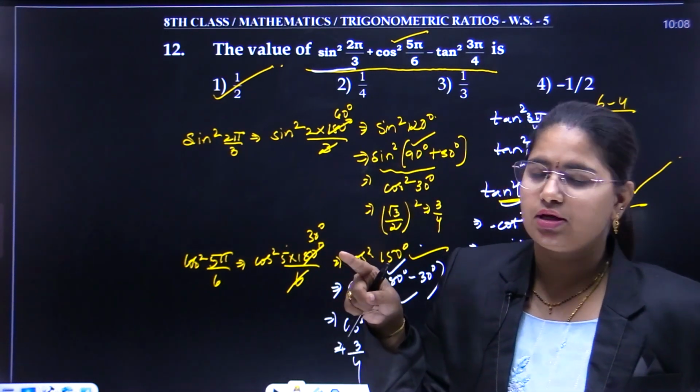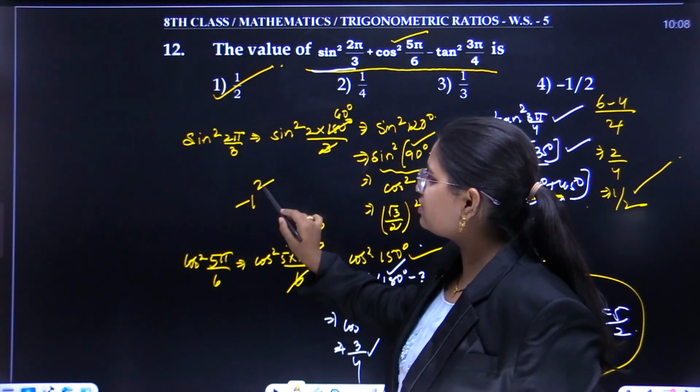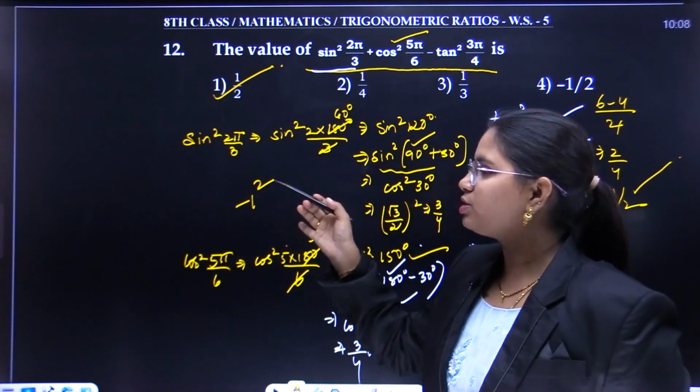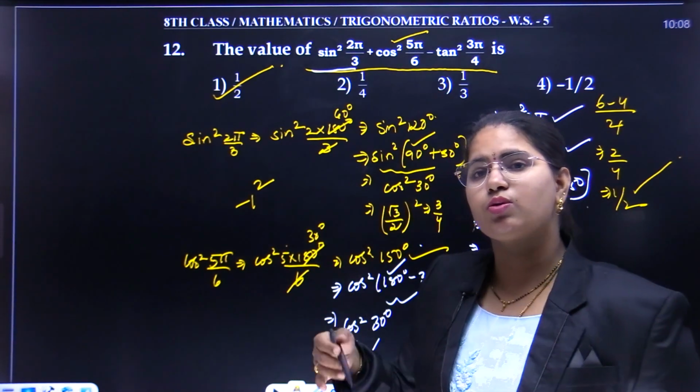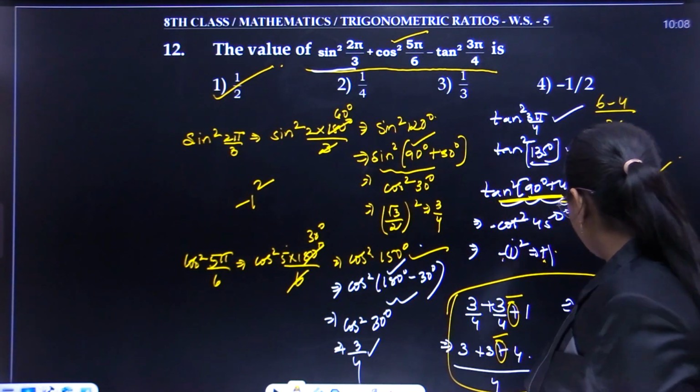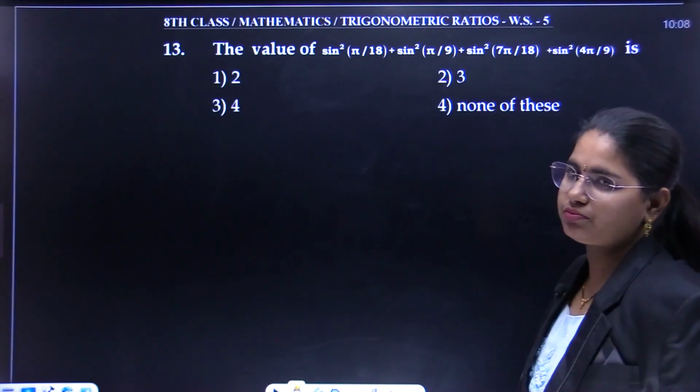Did you get the difference? If it is minus 1 square, that is different. Minus 1 whole square is different. Right? So, clear? We'll get back to the next question.